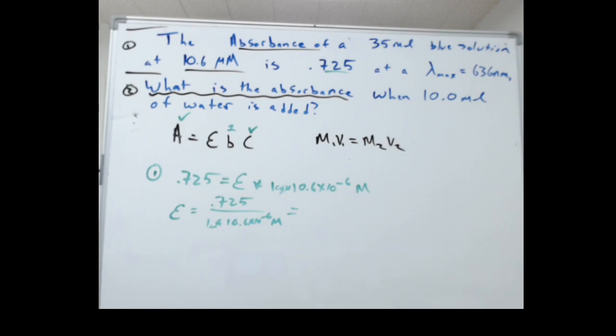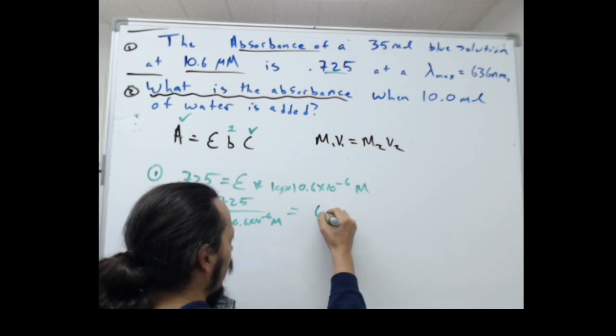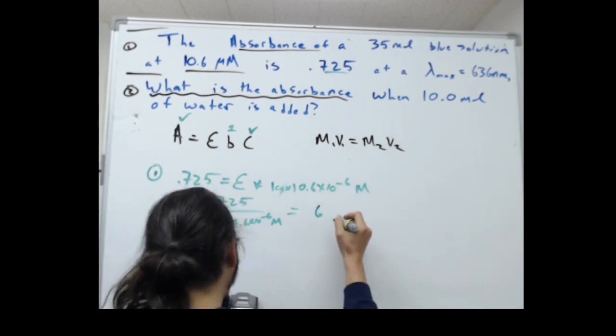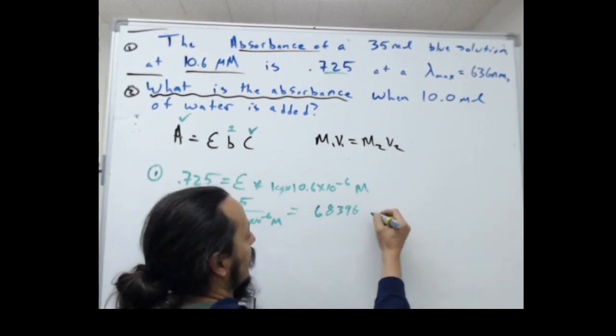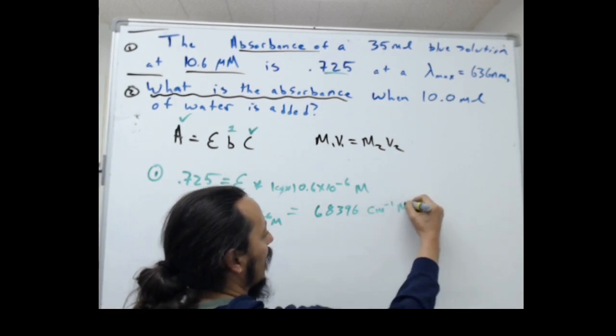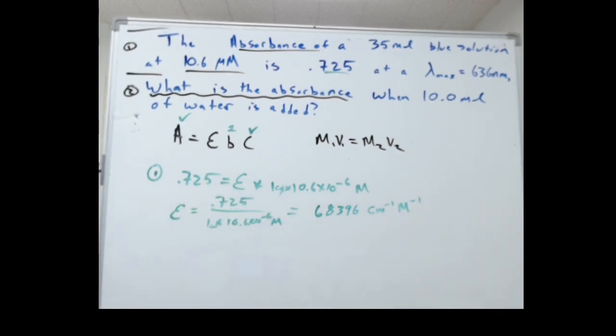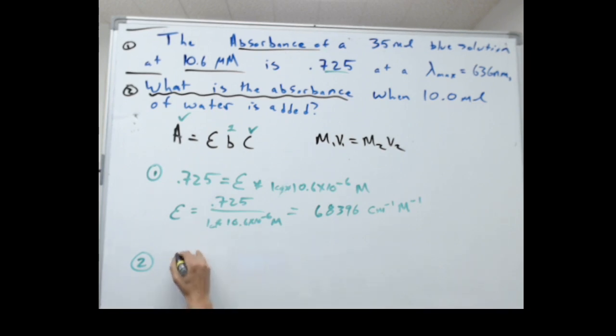Calculating 0.725 divided by 10.6 times 10 to the minus 6. That gets me a value for this particular blue dye at this particular wavelength. I get a value of 68,396 centimeters minus 1, molarity minus 1. With this, I can start thinking about part 2 of this problem, where now the absorbance is the question.